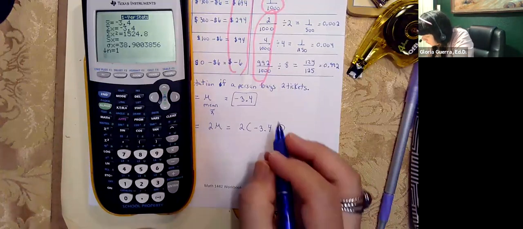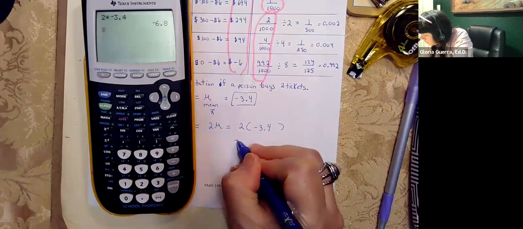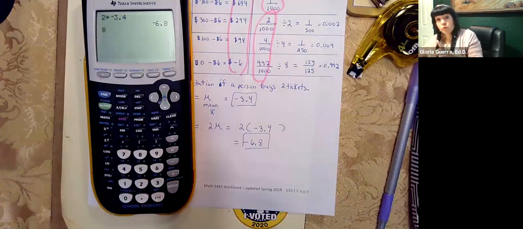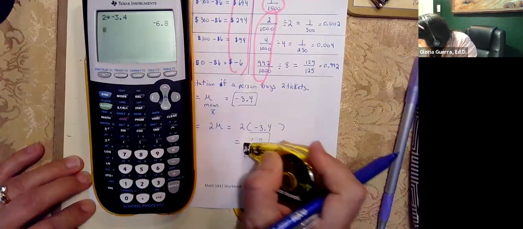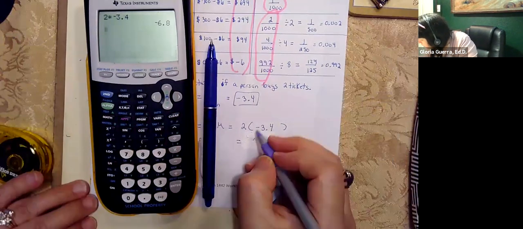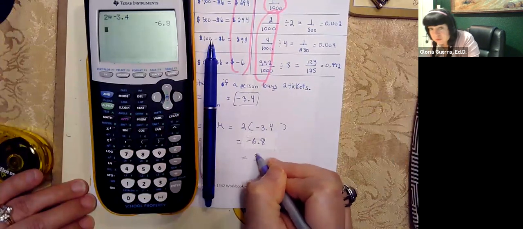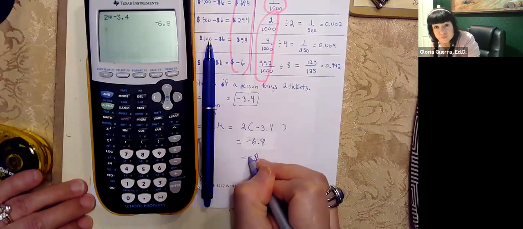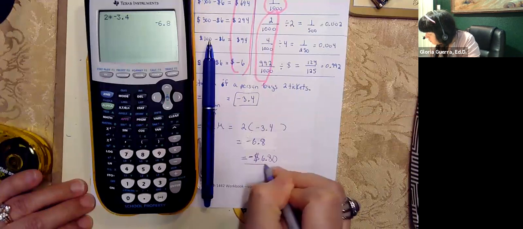So 2 times negative 3.4 is negative 6.8. Oh, okay. And wait a minute. I was real quick to box that, but this is actually money. Let me just take that box off. 6.8 is what the calculator has, but it's actually money. So it's actually negative. Put the negative here. $6.80. I should box that instead.